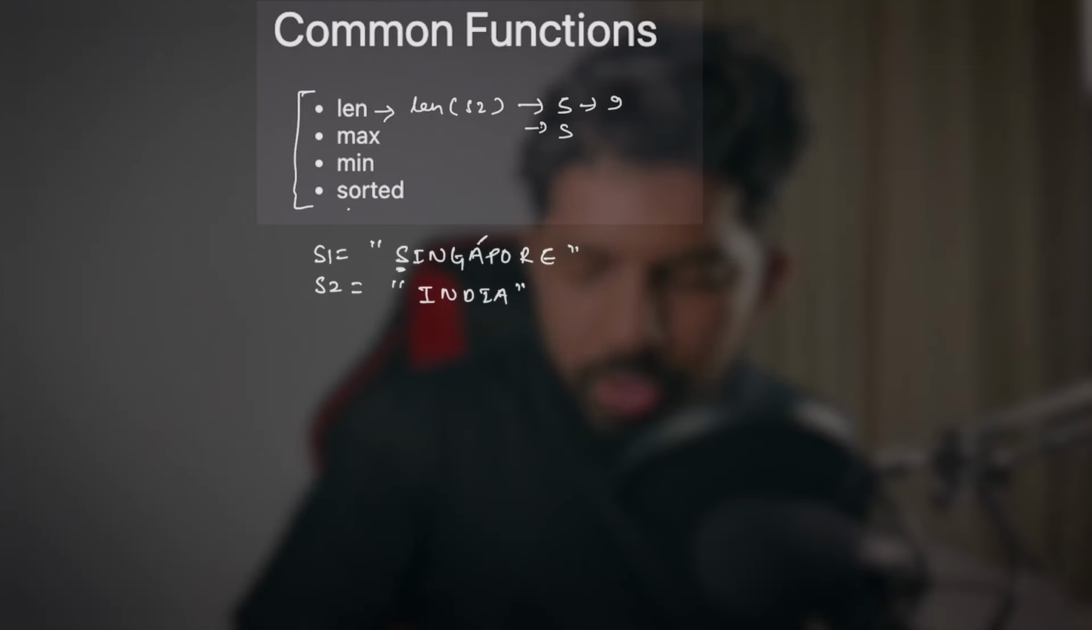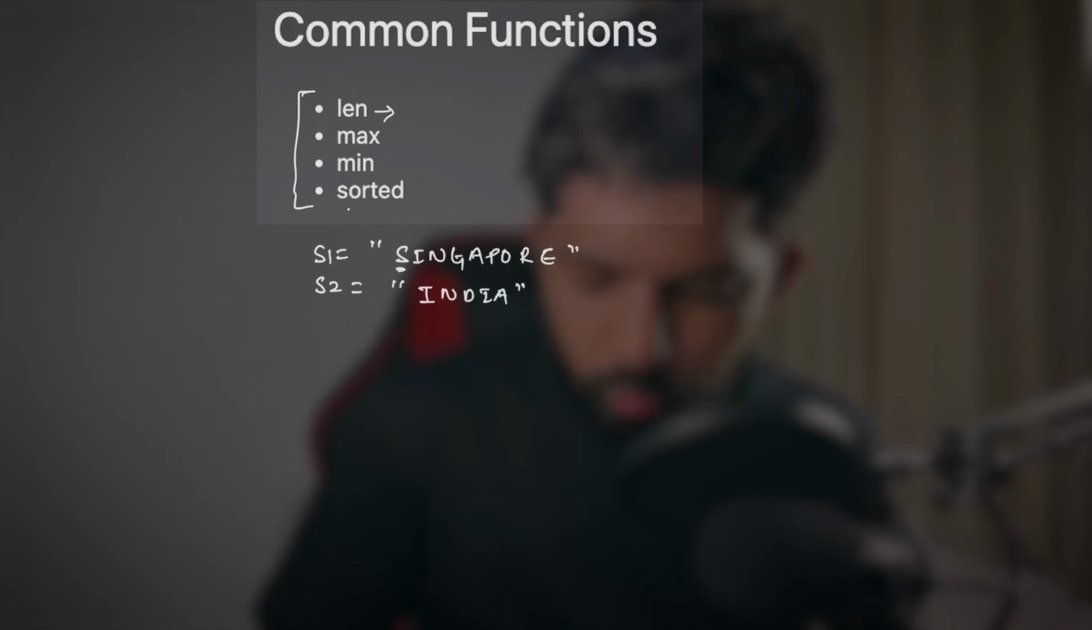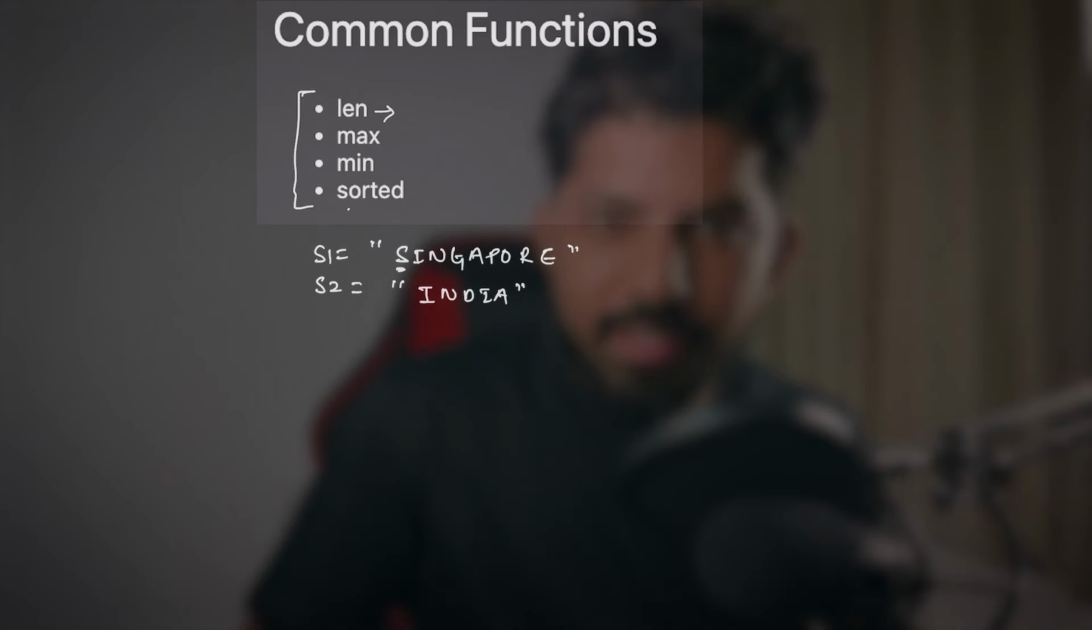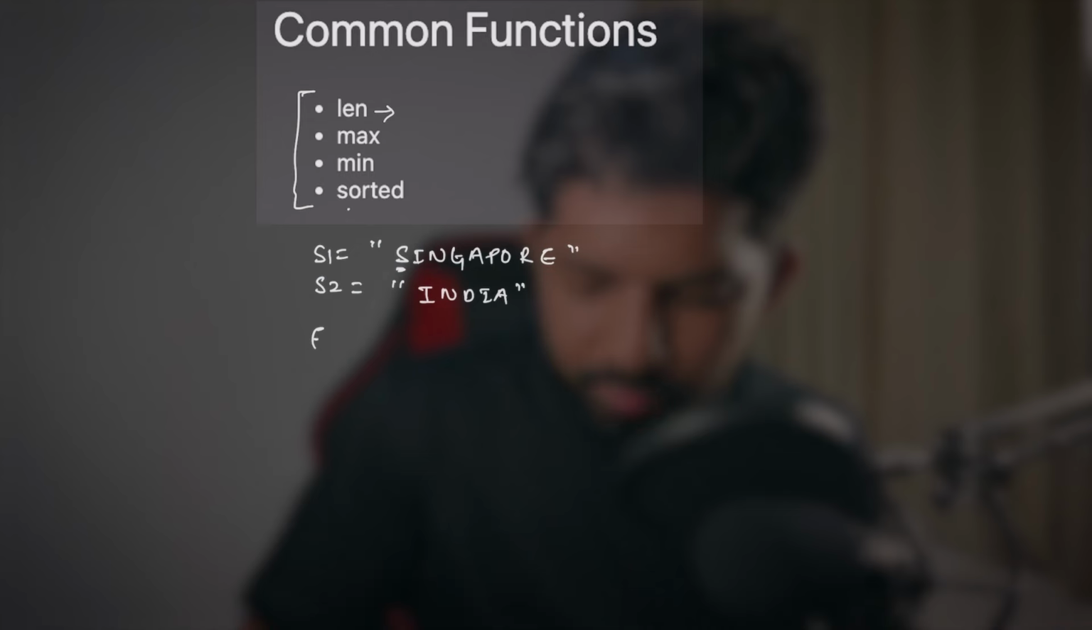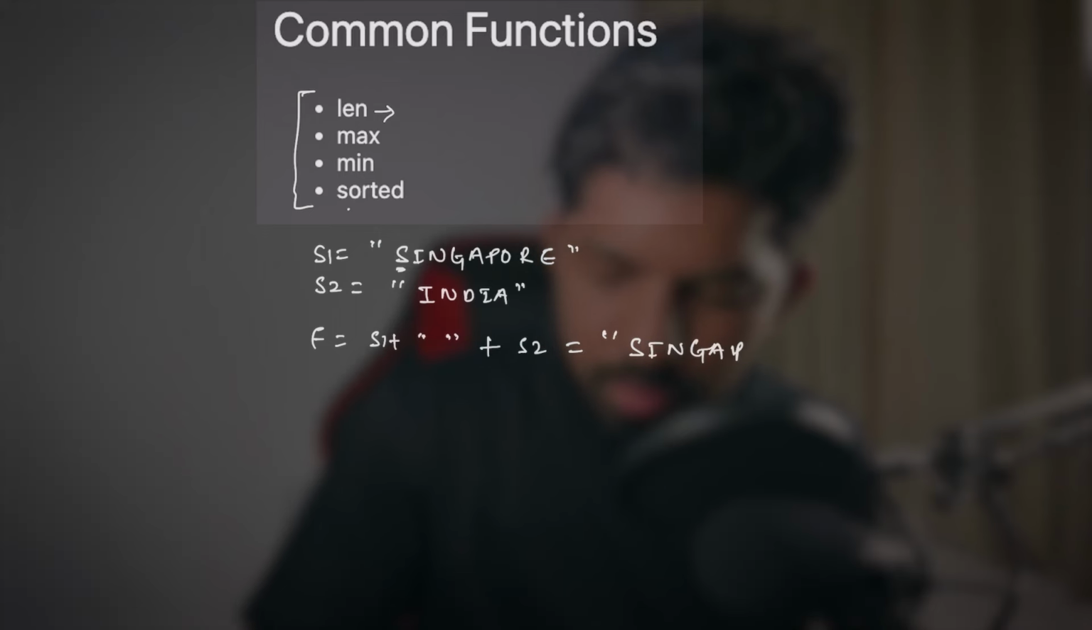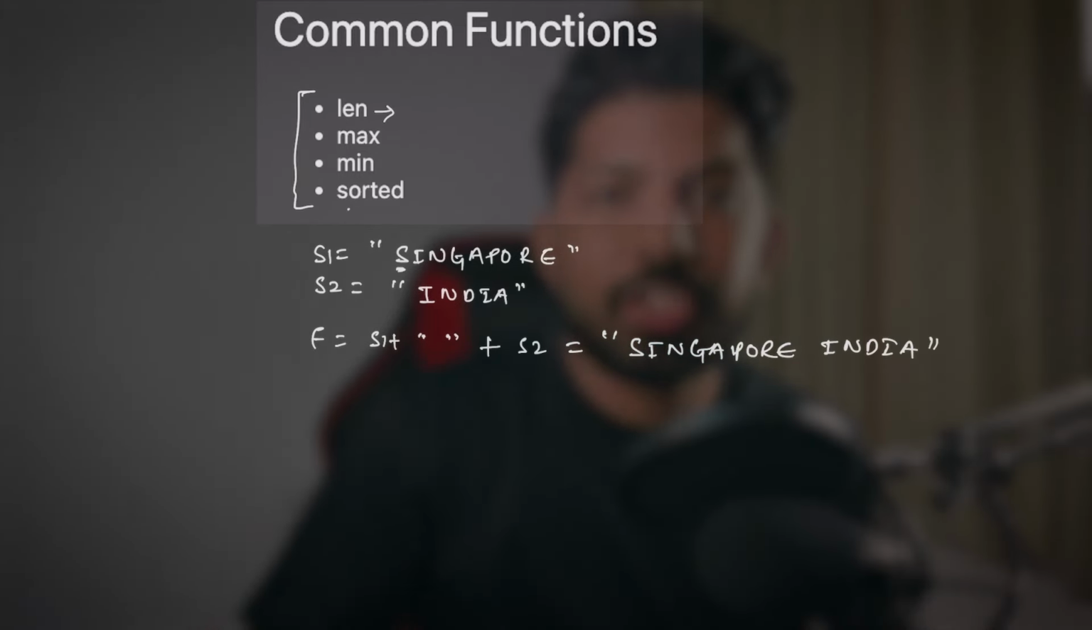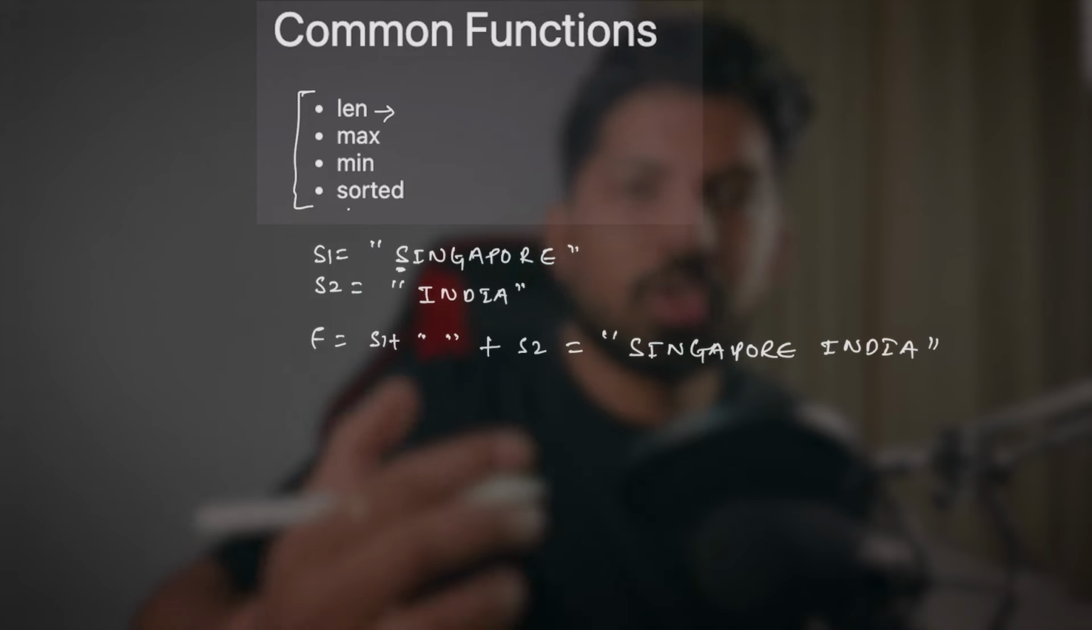Then we have sorted. As we have these two strings, first of all, we will make it one string. So let's say F equals S1, then we give some space, plus S2, correct? So we will get, as you already know, a string that is Singapore space India, correct? Now we apply all these functions on variable F, which is Singapore space India.